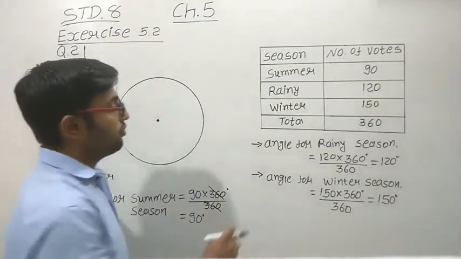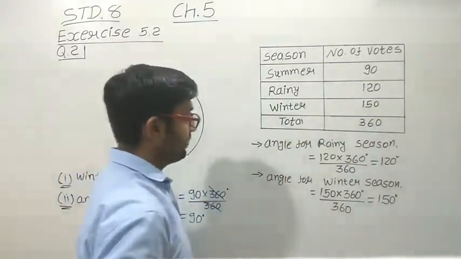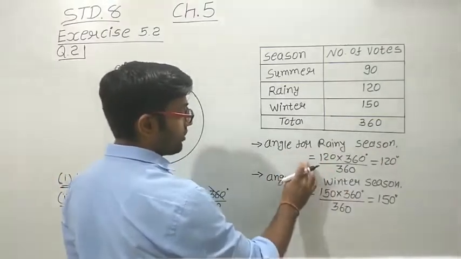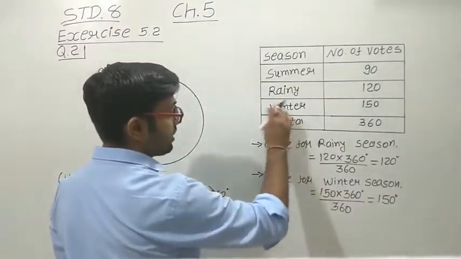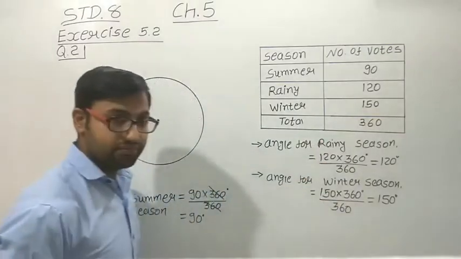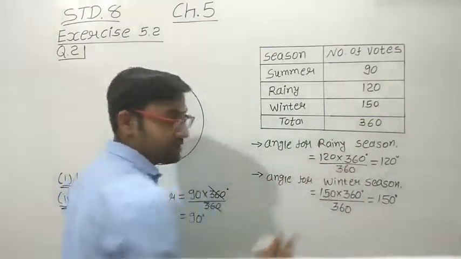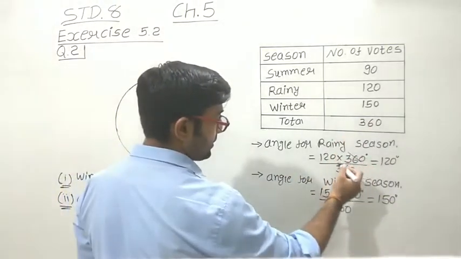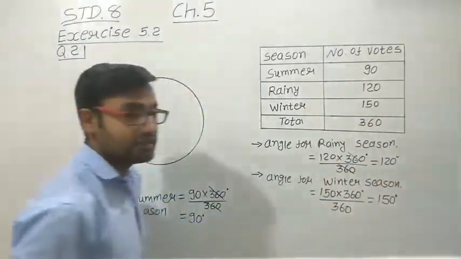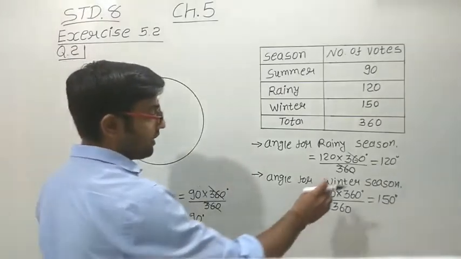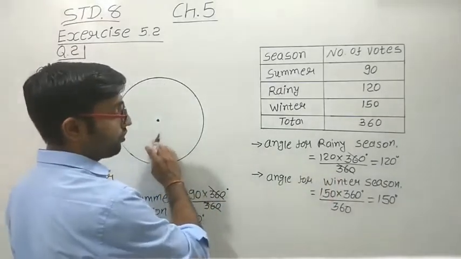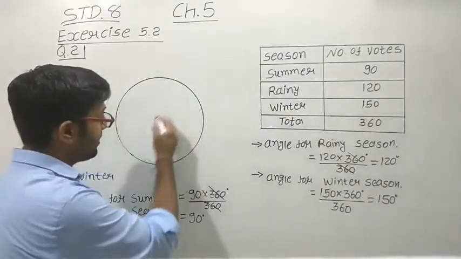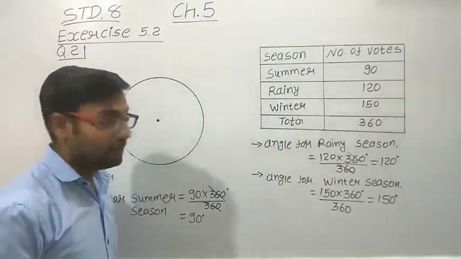Now we have to calculate for the rainy season. In the same way, the angle for the rainy season is, how many votes are there in the rainy season? That is 120, multiplied by the total angle of 360 degrees, divided by the total number of people, again 360. We get 120 degrees as the answer. So the sector we have to construct for the rainy season is 120 degrees at the center, right?